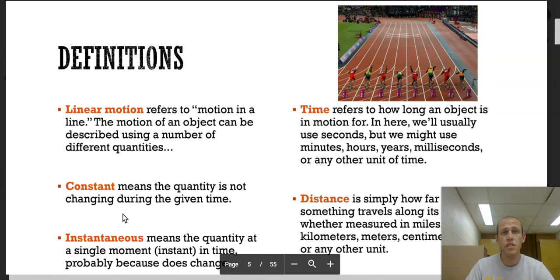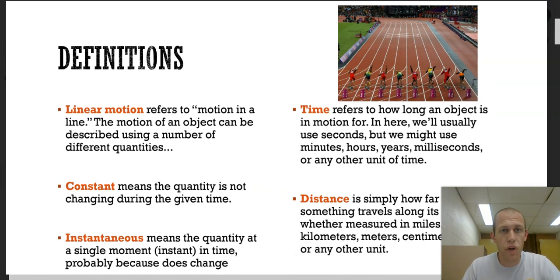Okay, so here are some definitions for you. We're going to be talking for quite a bit of time about linear motion. So linear motion refers to motion in a line. That motion can be described using a number of different quantities.